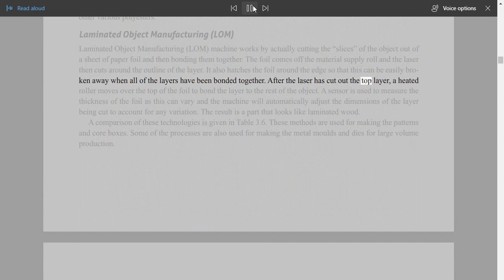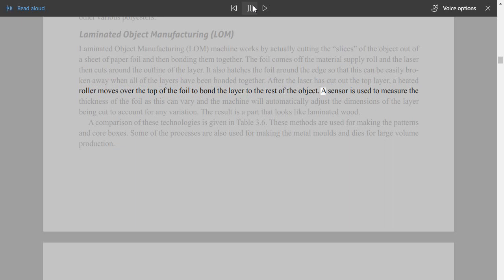After the laser has cut out the top layer, a heated roller moves over the top of the foil to bond the layer to the rest of the object. A sensor is used to measure the thickness of the foil as this can vary, and the machine will automatically adjust the dimensions of the layer being cut to account for any variation. The result is a part that looks like laminated wood.